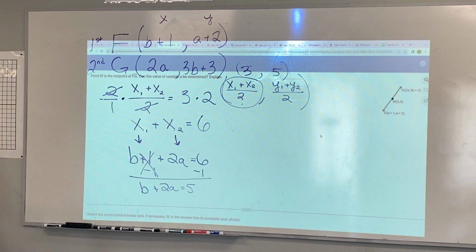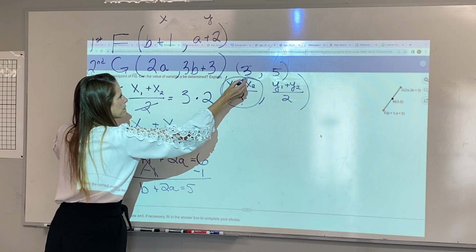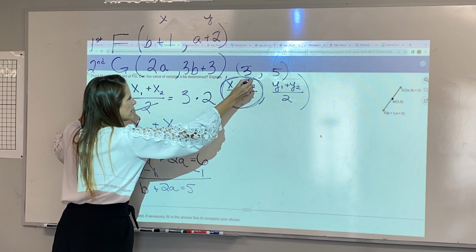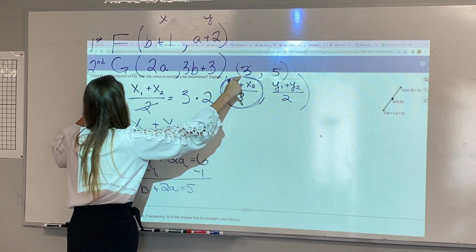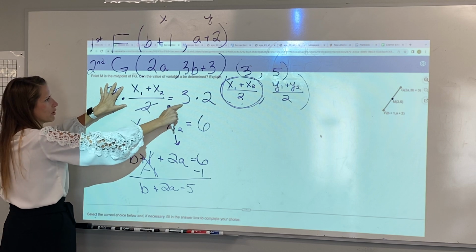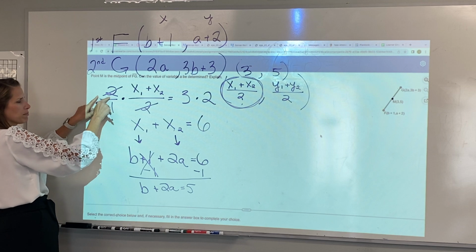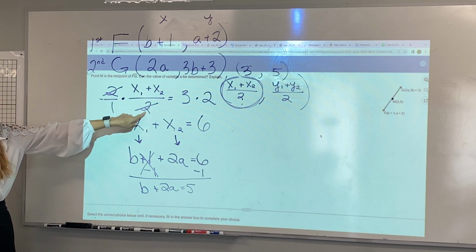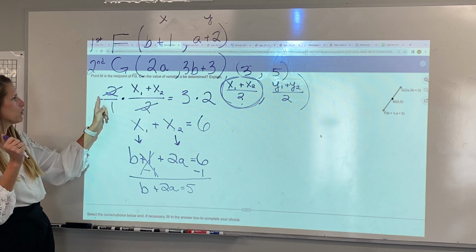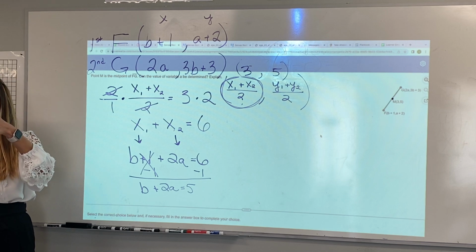Where'd you get the 2 over 1 from? Because this is the formula for the x value of the midpoint, and since the midpoint is 3, 5, I set this whole thing equal to 3. Then to cancel out the division by 2, I multiplied times 2. I put it over 1 to keep it in fraction form so I can cancel out my numerator and denominator, and then I multiplied times 2 on the other side to keep the equal sign true. Do you want me to explain that again a little bit slower?